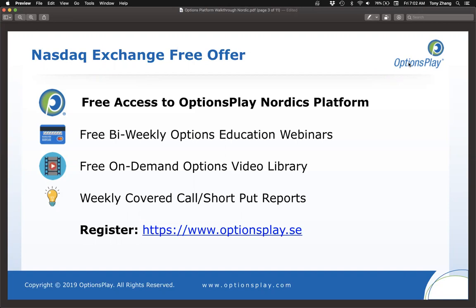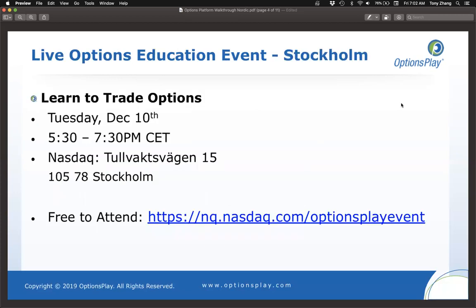And lastly, once we show you the platform, in addition to that, what you get with your free access to OptionsPlay is weekly covered call and short put reports. Now, for those of you that are relatively new to options, options are primarily used by most investors to help them generate income. And that's what covered calls and short puts are. They're strategies to allow you to generate income on your strategy. So what we do is we produce reports every single Monday and email them out to you. And I'll show that to you also in a few minutes. So let's go ahead and get started.